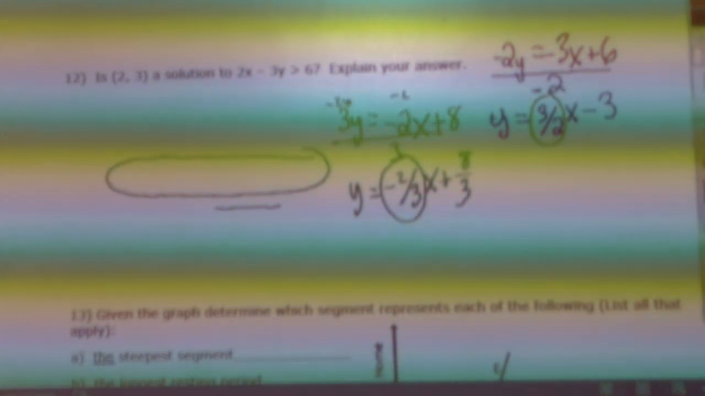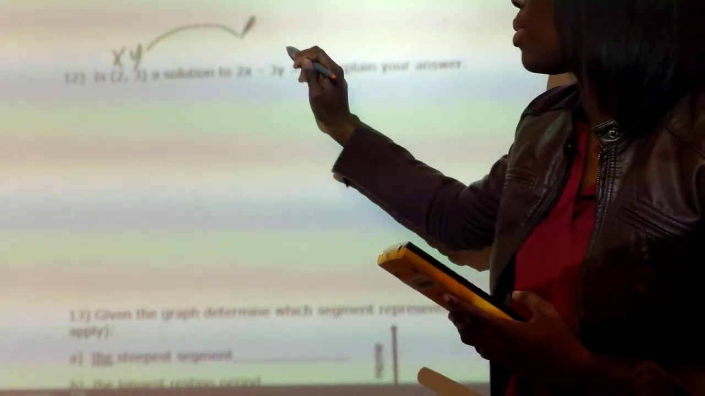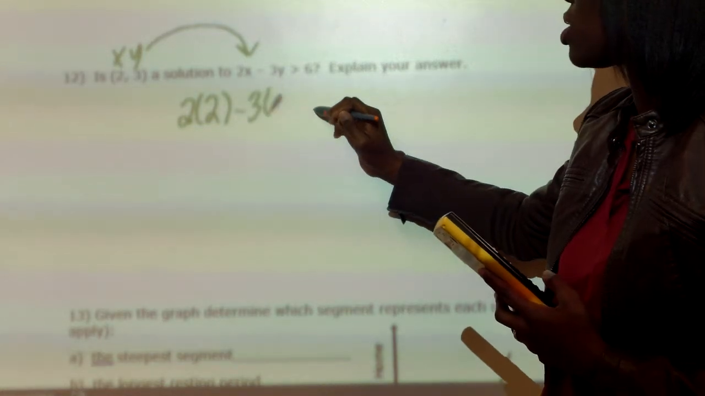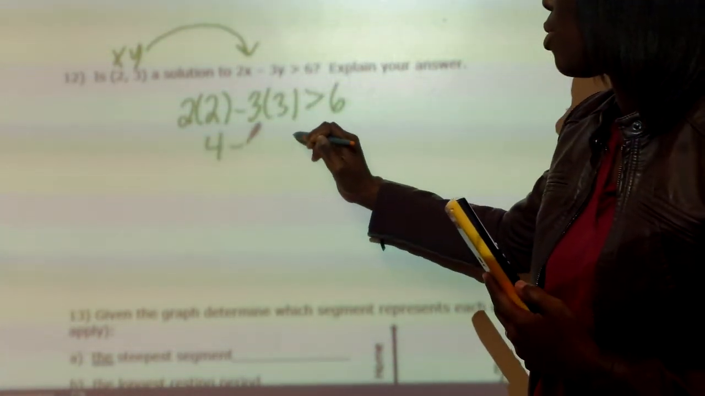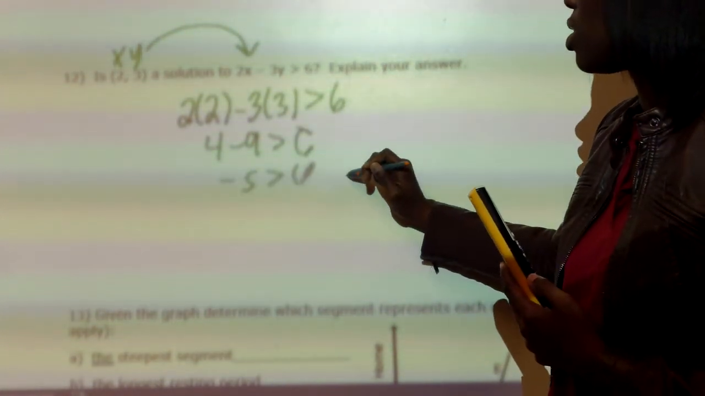Number 12. If 2 comma 3 is a solution, explain your answer. So basically we're taking the x and y and plugging it in. 2 times 2 minus 3 times 3 is greater than 6. That's going to be 4 minus 9 is greater than 6. Is negative 5 greater than 6? No. It's not a solution.